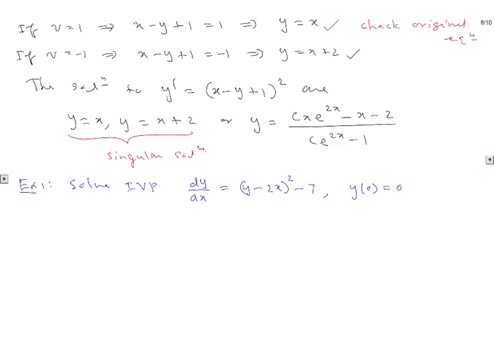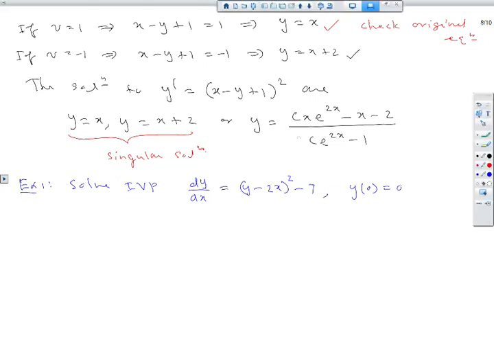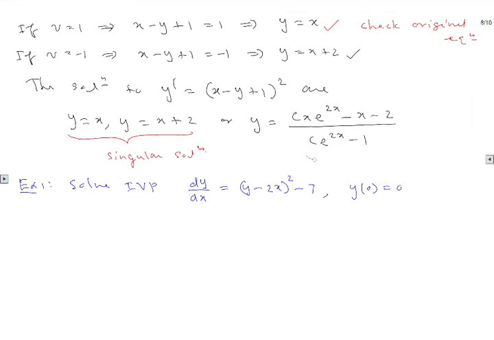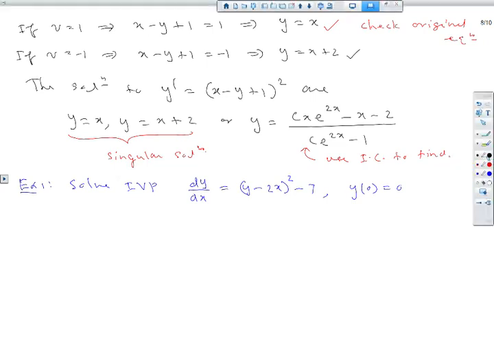The solution to this problem will be in the description. For example, here there are c's, and we're going to find them. So use the initial conditions to find them. Once you plug in the initial condition, you can solve for c. Good. So let's do one last problem. This is the last one.